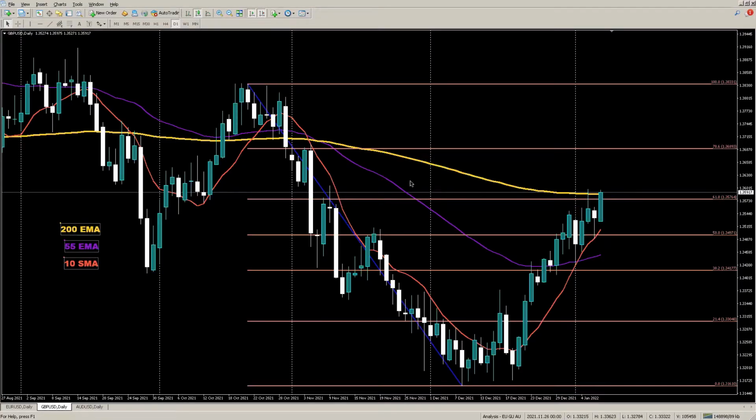And it looks like it is possible, this is a daily again, that it could grind its way back up to the 78.6 retracement. And that's where this previous swing high was as well. So this is definitely a possible target.